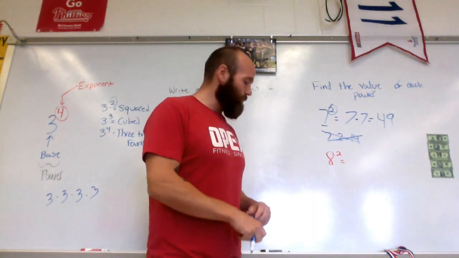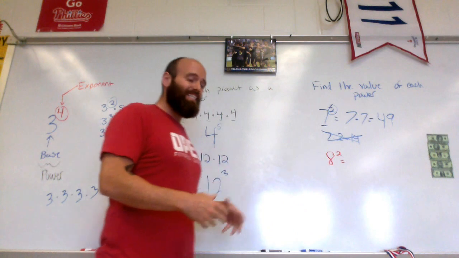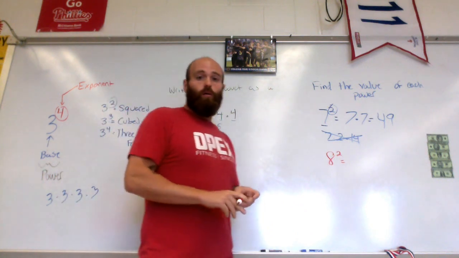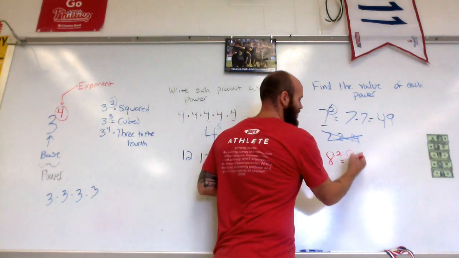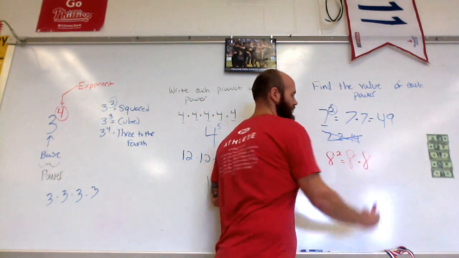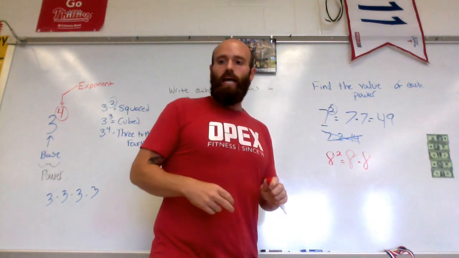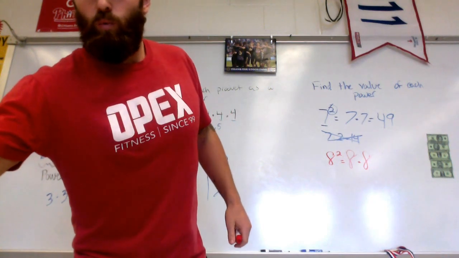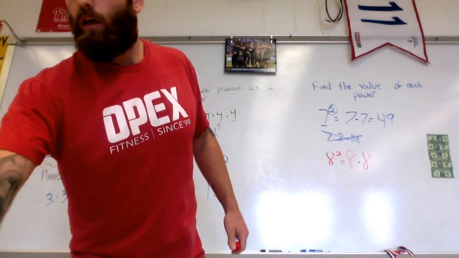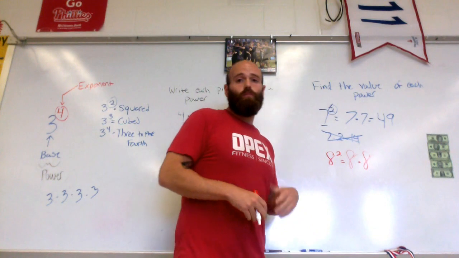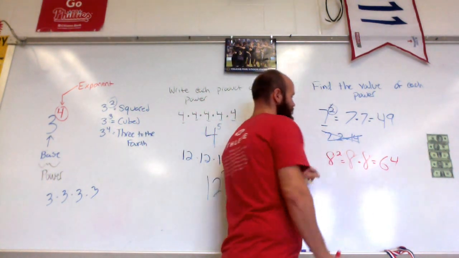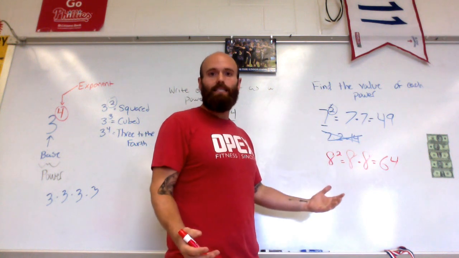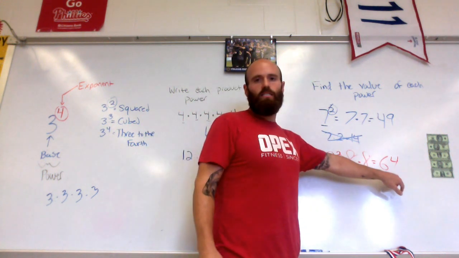Let's look at one more example here. We have 8 to the 2nd power. We can also say 8 squared. What does that mean? That means 8 times 8. All right? Now, once we multiply the 2, 8 times 8, we know that equals 64. So 8 squared, or 8 to the 2nd power, equals 64.